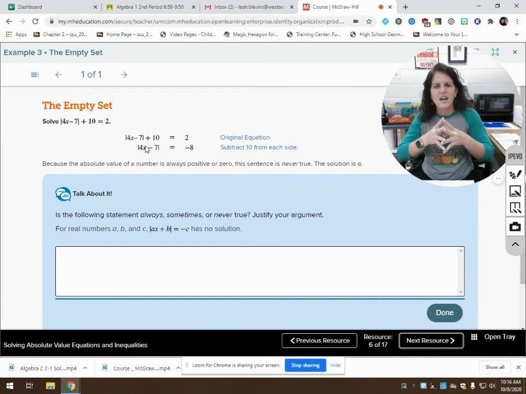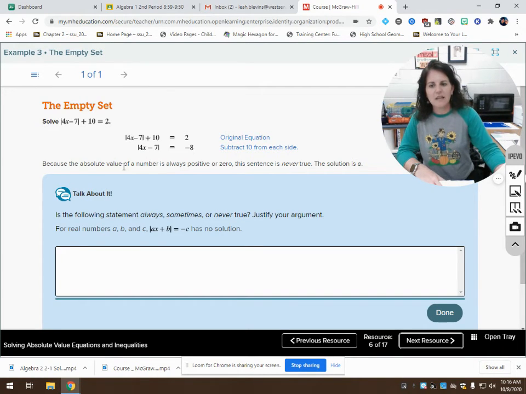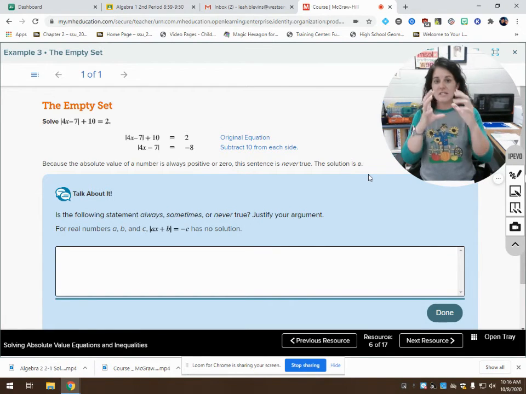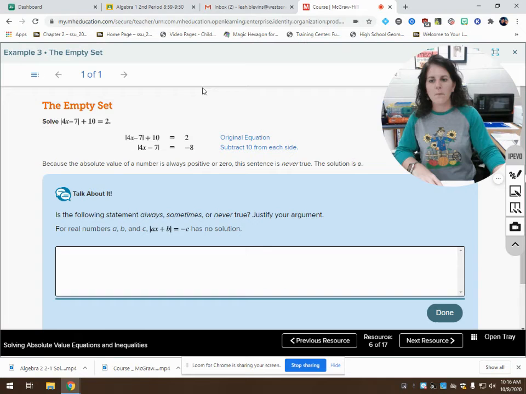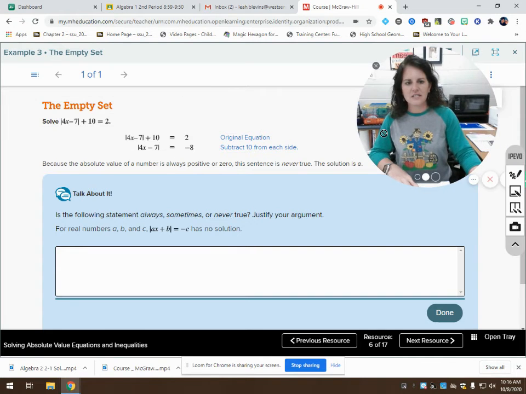The absolute value is the distance a number is away from 0 on the number line. So there's no way that it could be negative. It would have to be a positive. So right off the bat, we can see that because the absolute value is always positive or 0, this sentence could never ever be true. Therefore, my solution is the empty set. We can write that as a 0 with a line through it, or we can just write an empty set of brackets with nothing inside. Both of those show that it is the empty set.